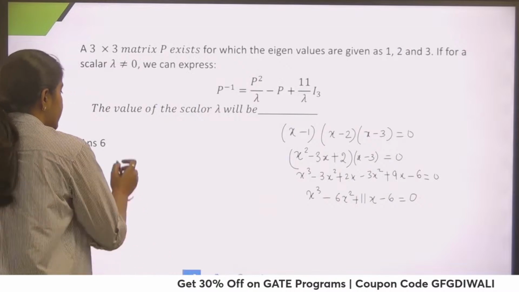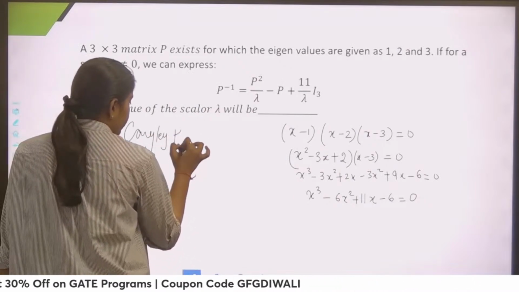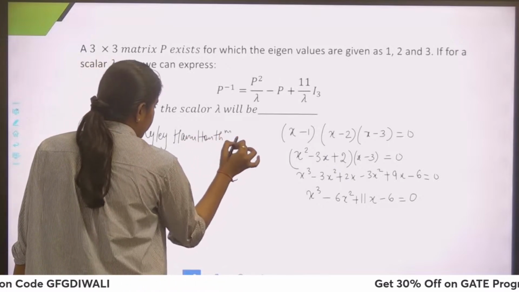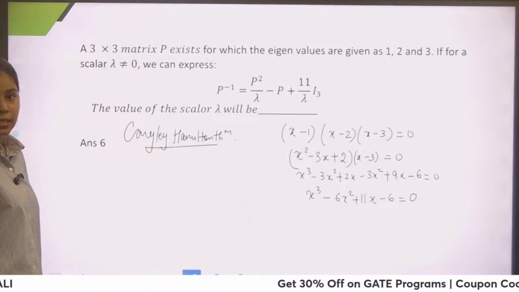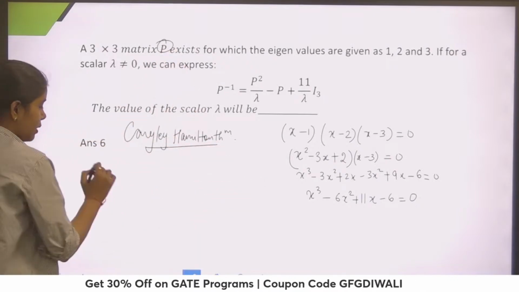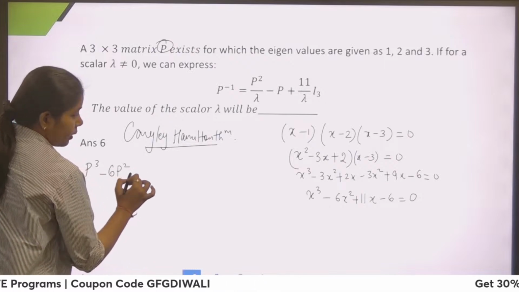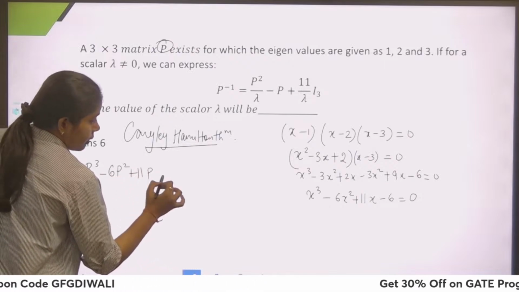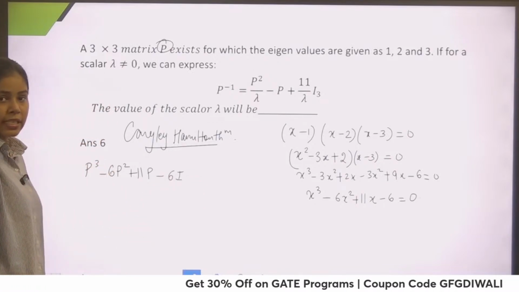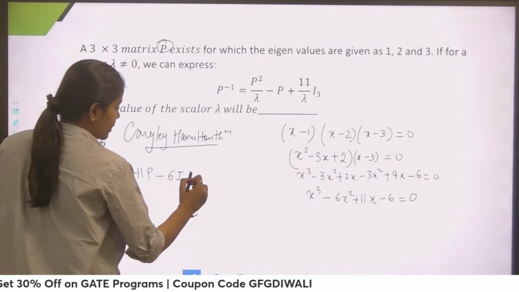So using the Cayley-Hamilton theorem, which says that every matrix satisfies its characteristic polynomial, and this is the characteristic polynomial for matrix P, I can write down P cube minus 6P square plus 11P minus 6I. With 6 we do not have any coefficient, so we'll have an identity matrix because we are applying operations on matrices, right?